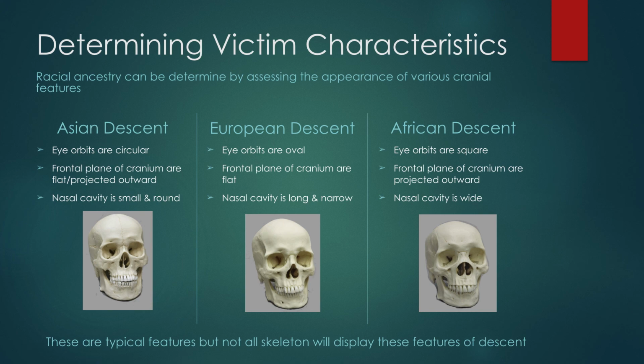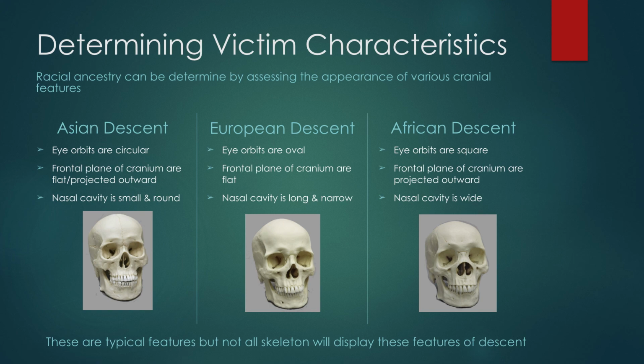In the African descent, the eye orbits are more square. The frontal plane and cranium are projected outward. And then the nasal cavities are wider. But again, these are typical features, but not all skeletons are going to display them, especially with the mixed races that we have in today's world. So people can have various features of nationalities.